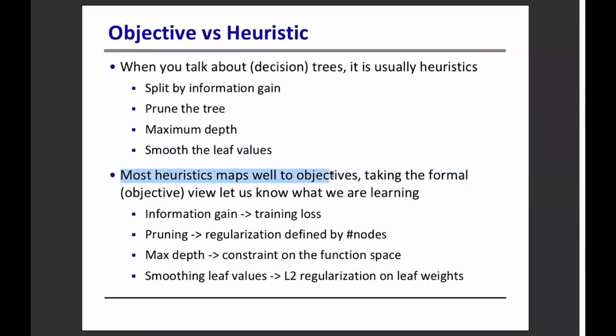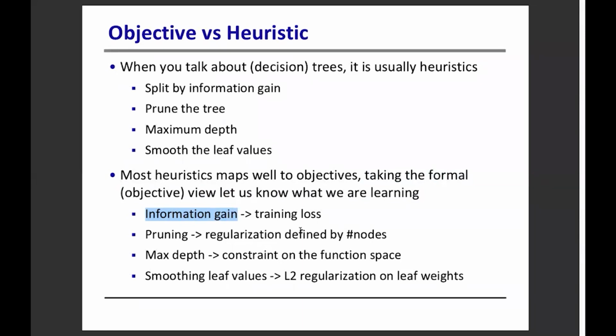And most heuristics map well to objectives. Taking the formal objective view lets us know what we are learning. So information gain is what? The training loss will be low. Pruning means regularization by deleting the nodes. The max depth constrains the function space, meaning it doesn't let you go beyond a certain point.